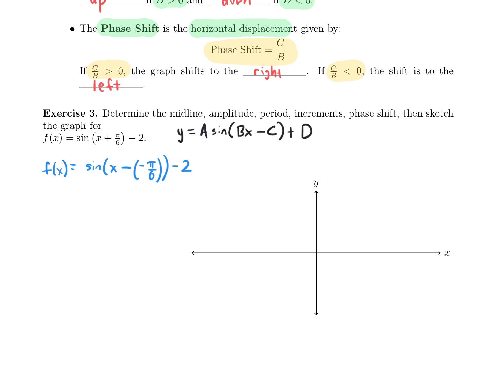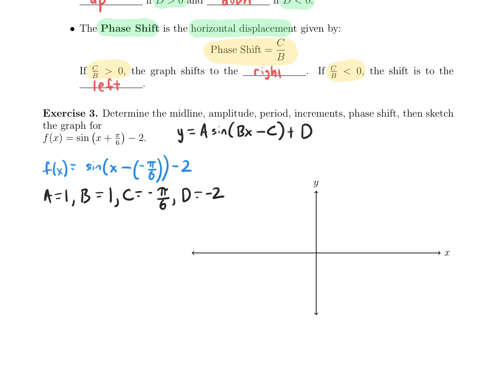But now we have it in the form that we need, and now we can identify our A, which is 1, our B, which is 1, our C, which is negative pi over 6, and our D, which is negative 2. So let's write all that out. A is 1, B is 1, C is negative pi over 6, and D is negative 2. So you do want to always do that whenever you have a plus instead of a minus. Always write this as a minus, a negative, and then you can identify your C. So in this case, C is negative.